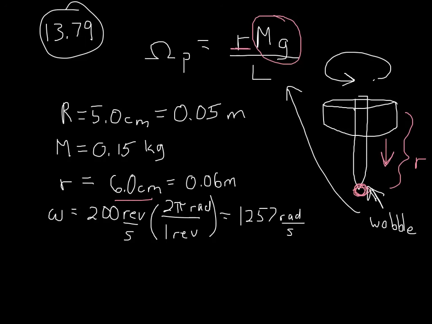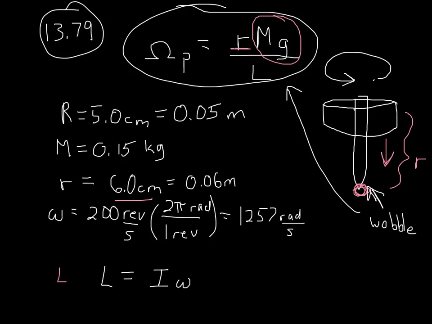And then finally, we have the angular momentum. The angular momentum of my disk is what keeps it standing up. The angular momentum of this disk right here. So I need to figure out what that angular momentum is. Angular momentum, as we've just learned, L is equal to I times omega. So now I can rewrite this equation for precession in slightly more clear terms, and we'll do that on the next slide.